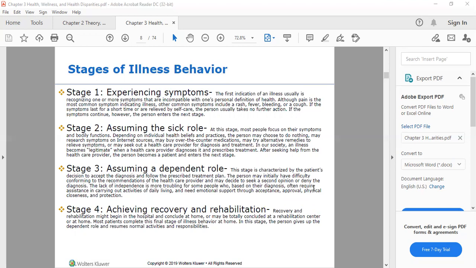And now they start to focus in on the symptoms, okay? So now they might try over-the-counter medications, they might go to the doctor, all right? But they're going to do something to try to address those symptoms.